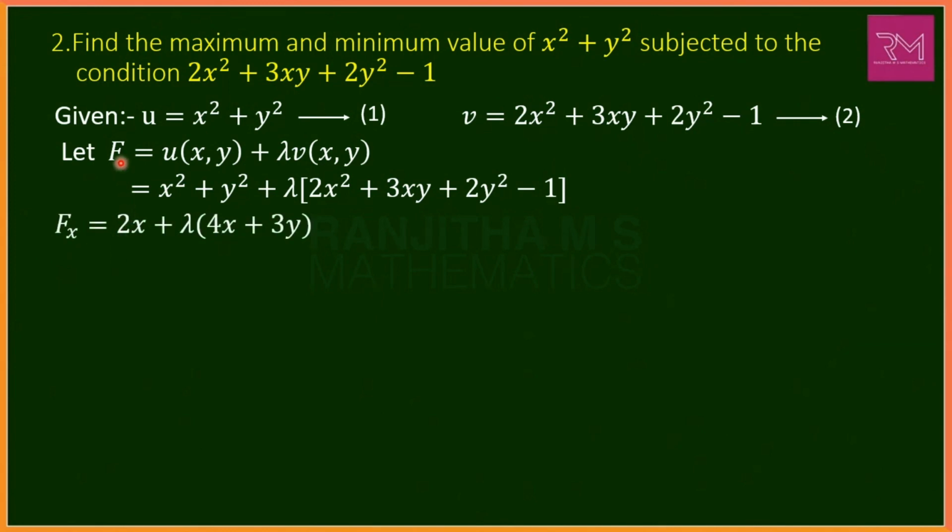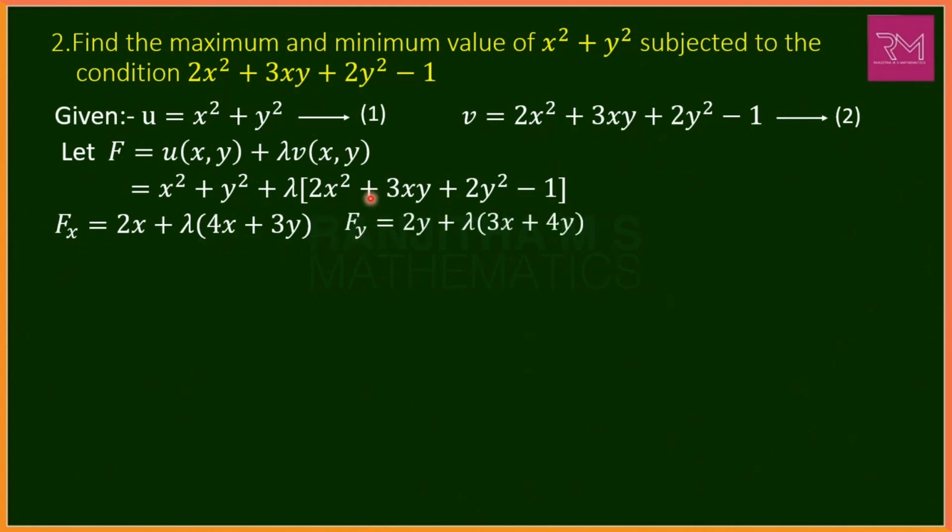Here fx is nothing but differentiation of f partially with respect to x, that is differentiation of x square is 2x, plus here no x term, plus here 2x square differentiation is 4x, plus differentiation of 3xy. Here 3y is constant, take as it is, into differentiation of x is 1. Hence we get 3y. That is fx is equal to 2x plus lambda into 4x plus 3y.